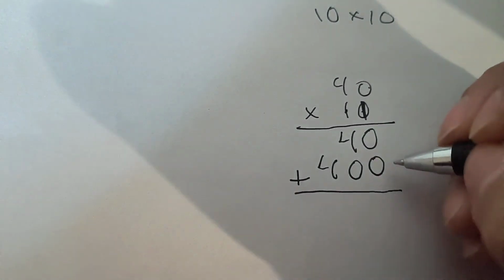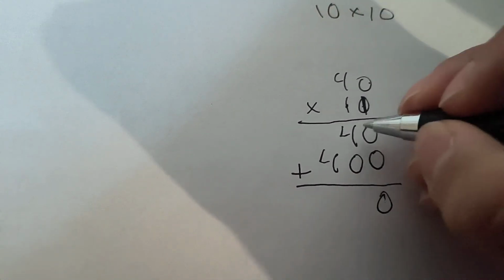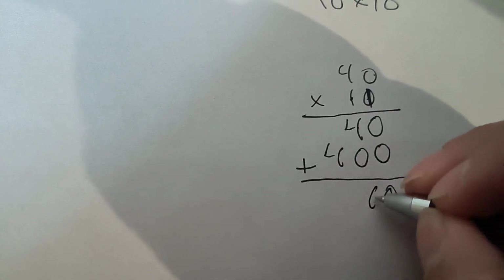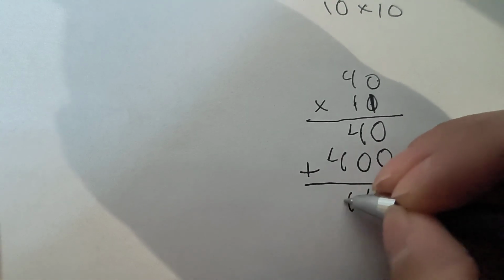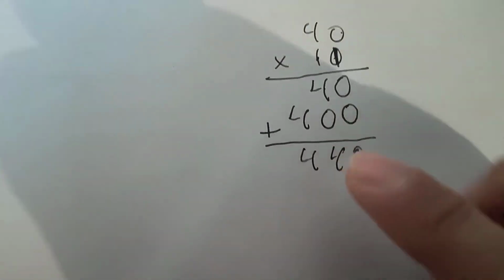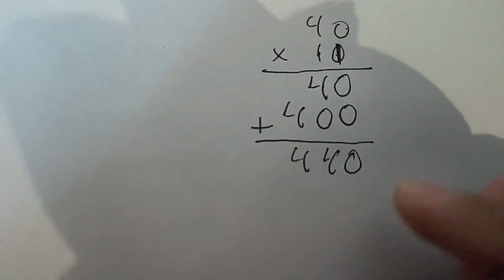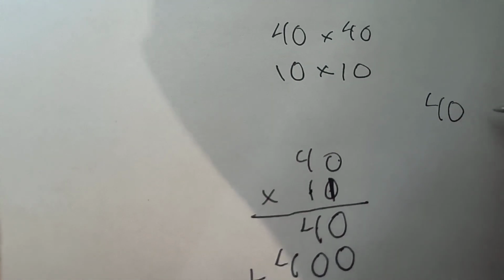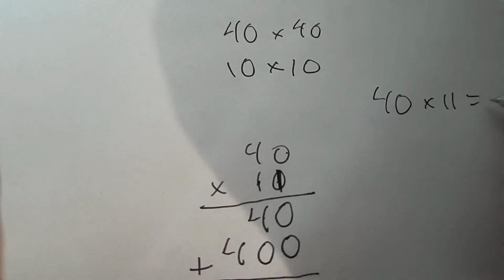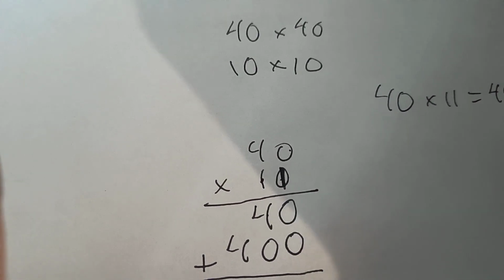Okay? And then we add these two values up. 0 plus 0 is 0. 4 plus 0 is 4. And 4 plus 0 is 4. To get the final answer, 444. So 40 times 11 is equal to 444.